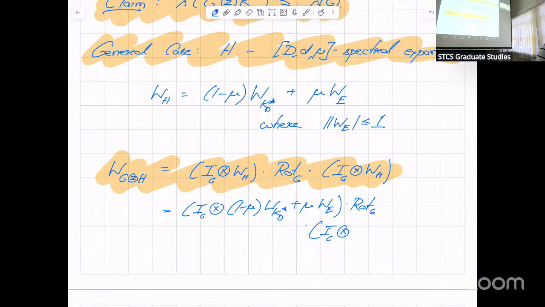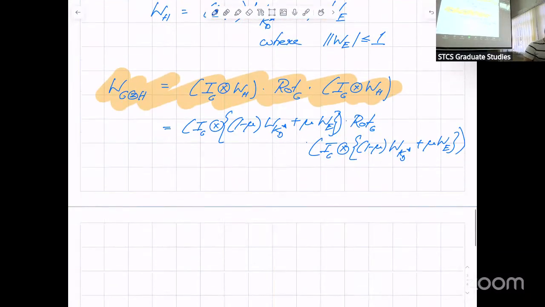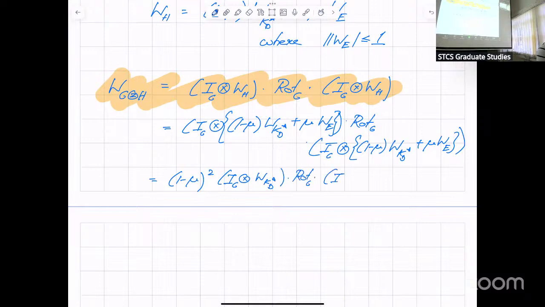IG tensor 1 minus mu. We need to put this in parentheses. Okay. Let's collect. So far, so good. So let's collect. There's a 1 minus mu whole square, IG tensor WKD star, rot G, IG tensor WKD star.